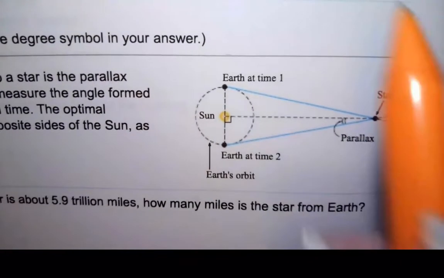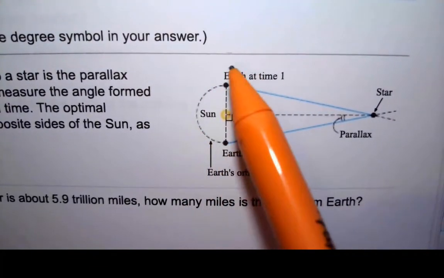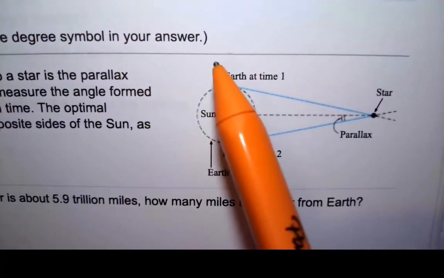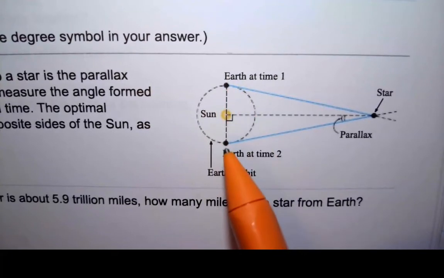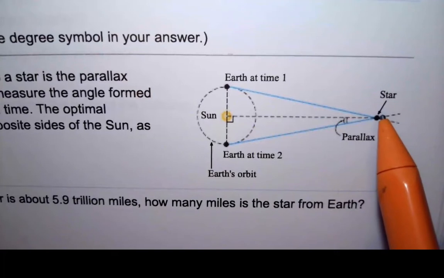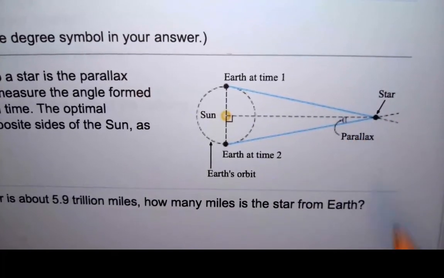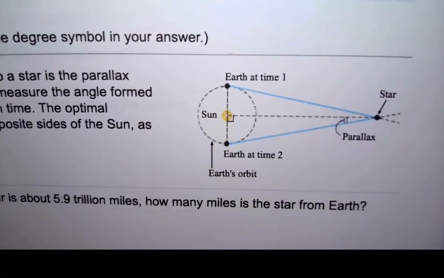And we have the Earth at time 1 here on its orbit around the sun. This is the Earth at time 2, and we try to get opposite sides, so about 6 months apart. Okay, and then I can measure the distance to my star, and then I can find the parallax, which is going to be that angle right in there.